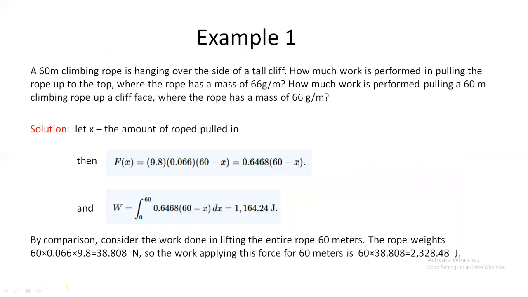Example 1. A 60-meter climbing rope is hanging over the side of a tall cliff. How much work is performed in pulling the rope up to the top where the rope has a mass of 66 grams per meter? Now, second question, how much work is performed in pulling a 60-meter climbing rope up a cliff face where the rope has a mass of 66 grams per meter?